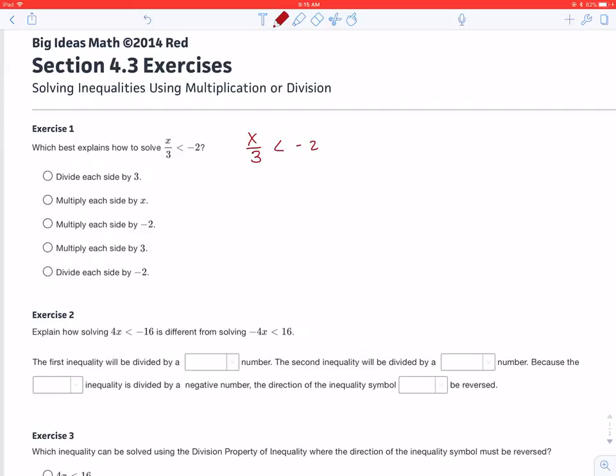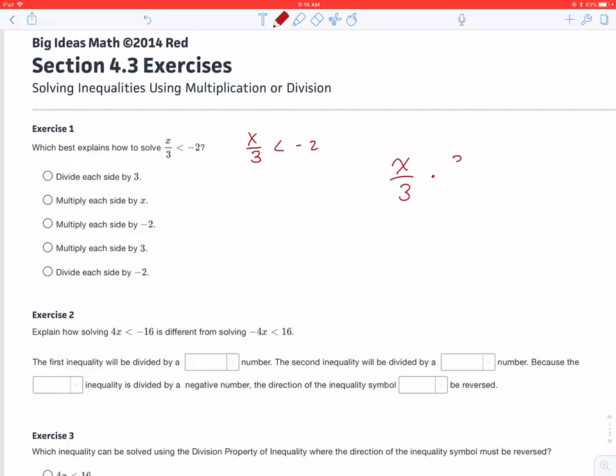Well, this x, the only thing that's hanging out with the x, what's preventing it from being alone, is this divided by 3. And so we need to find a way to get rid of that 3 on the bottom of what we can consider a fraction. This is x over 3. So how do we get a 3 to the top of our inequality?